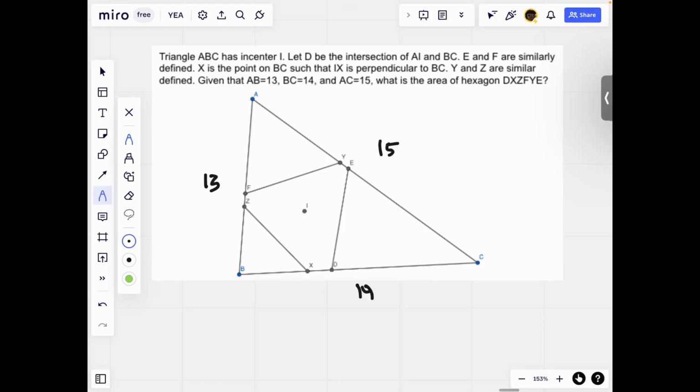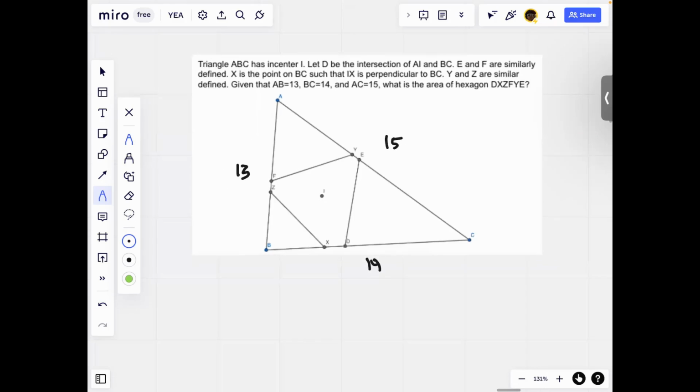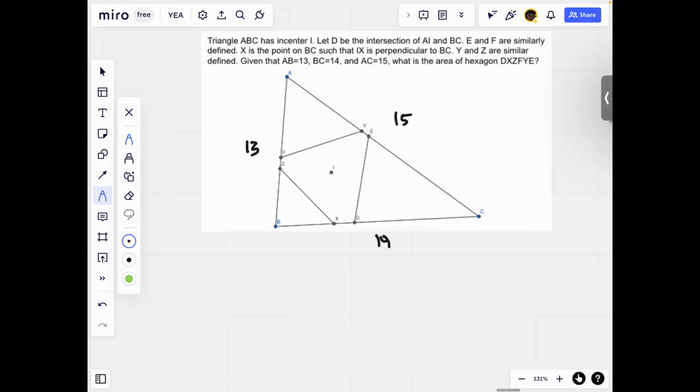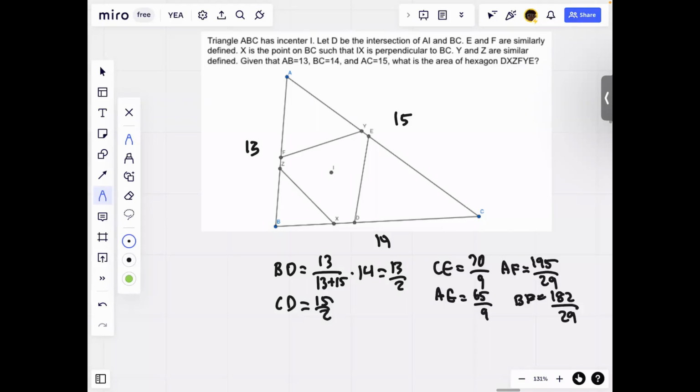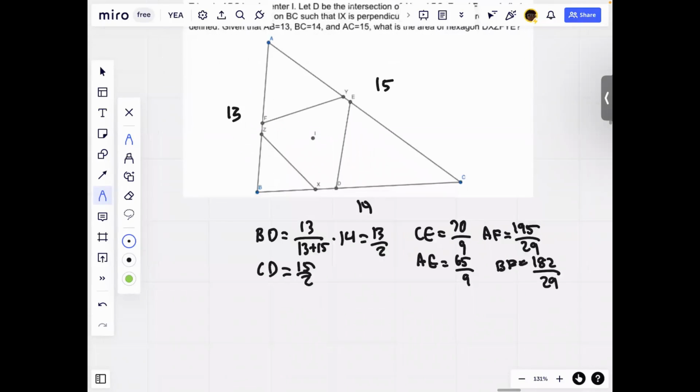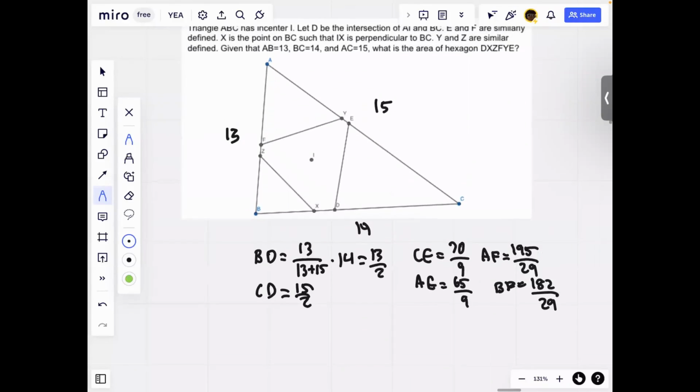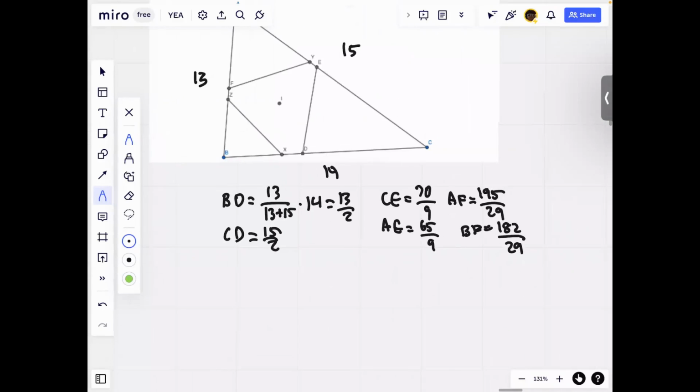So since D, E, and F are on the angle bisectors, we can easily find them by the angle bisector theorem. So BD is equal to 13 over 13 plus 15 times 14, which is 13 over 2. And then CD is 15 over 2. And then you can find the rest of the lengths in the same way. So now we have the distances for D, E, and F. We want to find the distances for X, Y, and Z.